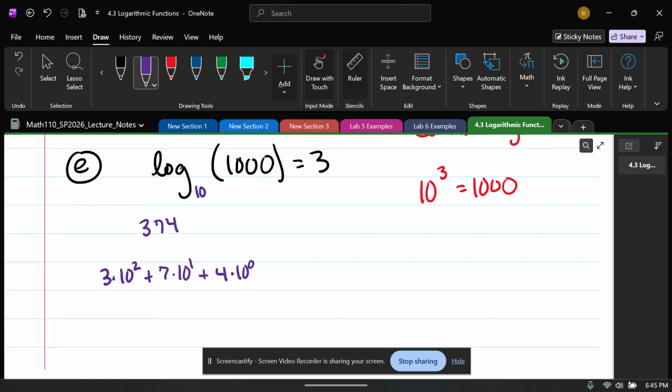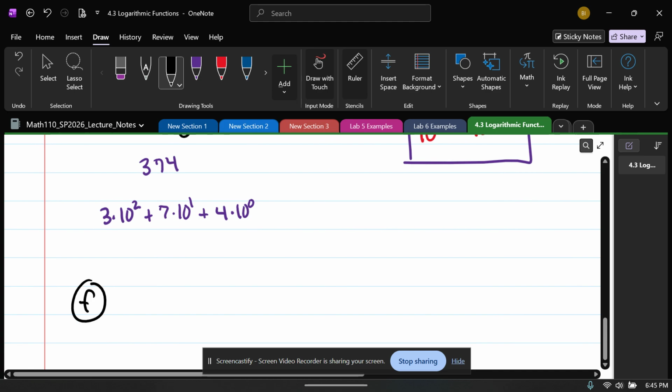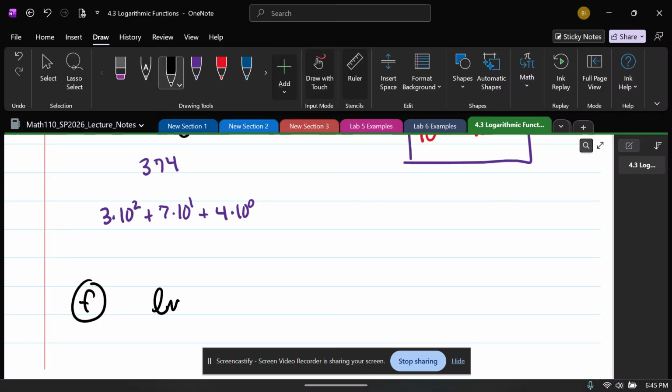But base 10 is when you don't have anything written there, that's base 10. Okay. The next common log is one that's more of a science related log, the natural log, LN.